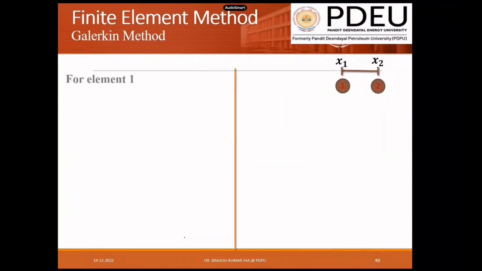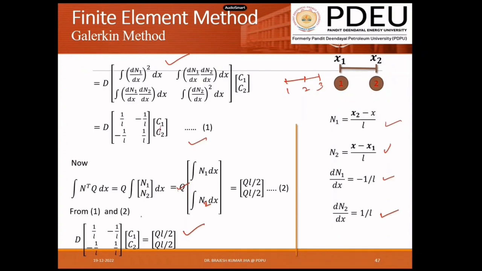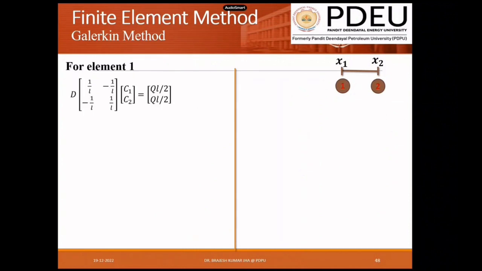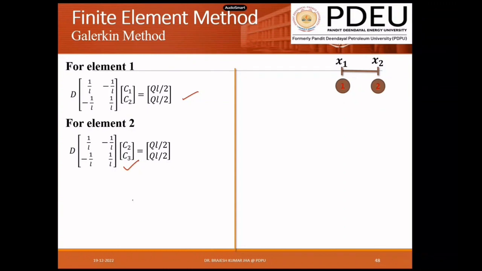Now, D has some value. Q has also some value. So what we get here for element 1 is written as 1 upon L, minus 1 upon L, minus 1 upon L, and 1 upon L that you can see here for the first element. If you go for the second element, everything is the same, only the element information is changed. From C1, C2 it is for the second element, so it is C2, C3 that can be written here. And the same process is applicable for all 4 elements.